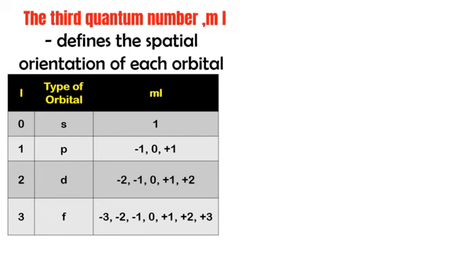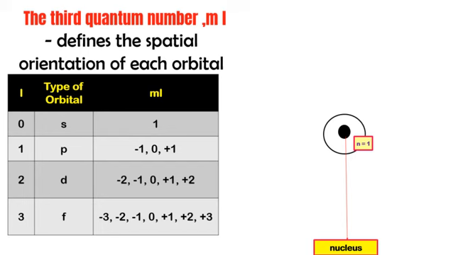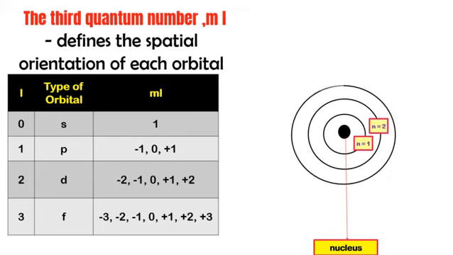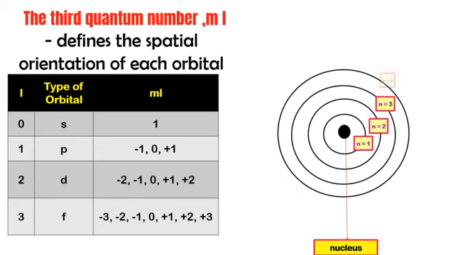So here we have the central core, which is the nucleus, and around the nucleus, we can find the first energy level, which is symbolized by n is equal to 1, followed by second energy level, which is symbolized by n is equal to 2, third energy level, which is represented by n is equal to 3, fourth energy level, which is symbolized by n is equal to 4, and so on and so forth.